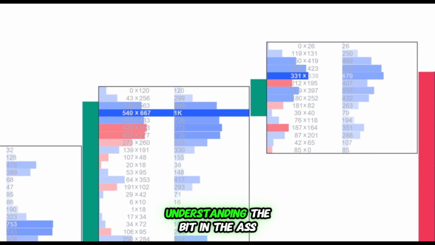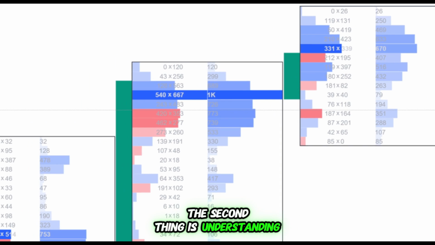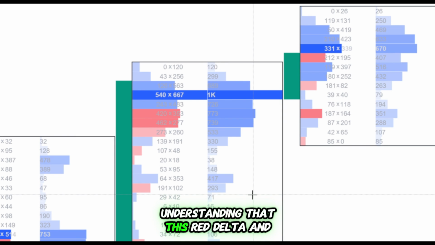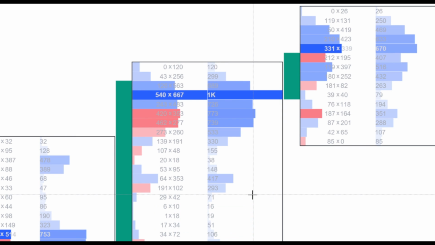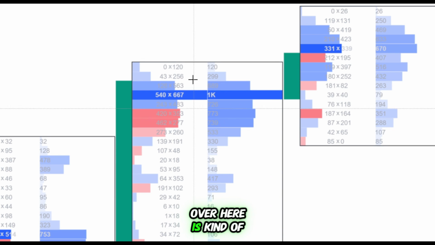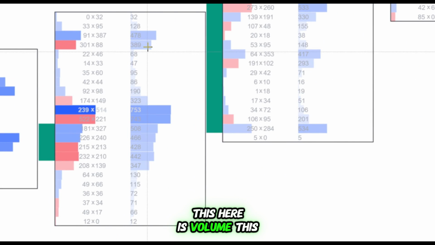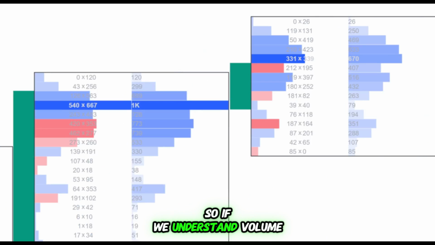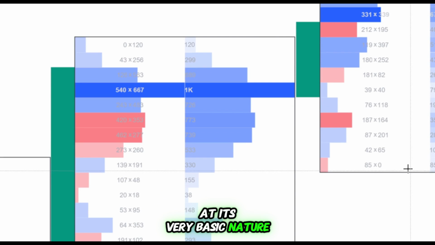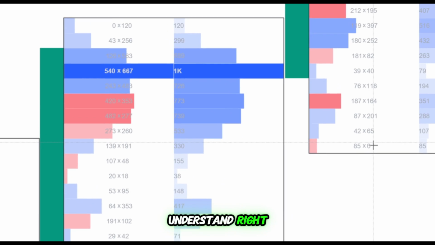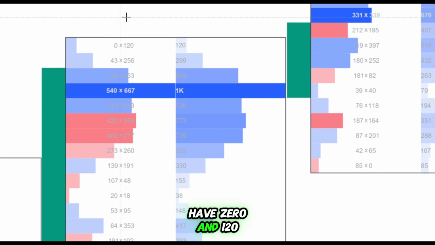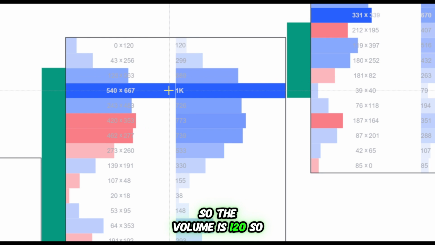So the first thing is understanding the bid and the ask. The second thing is understanding the delta, that there's red delta and blue delta. The last thing we need to go over is the volume. The volume is the right-hand side of every single candle. This here is volume, and this here is volume. In this case we have 0 and 120, so the volume is 120. Quite simply, it is the bid and the ask added together.